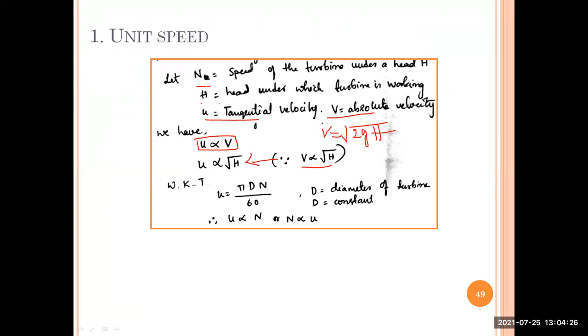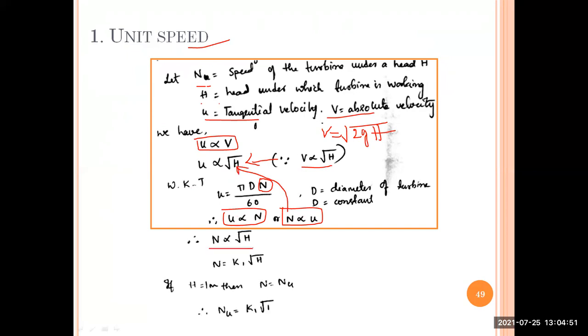We also know that the tangential velocity U is equal to pi D N by 60. According to this equation, the varying parameter is speed because we are obtaining the equation for unit speed. So U is directly proportional to N, or N is directly proportional to U. Substituting this, N is directly proportional to root H. If we remove the proportionality, we get a constant represented as k1. So N is equal to k1 root H.